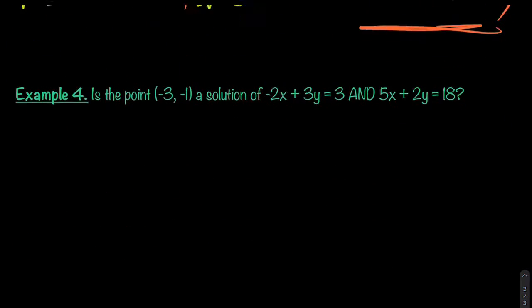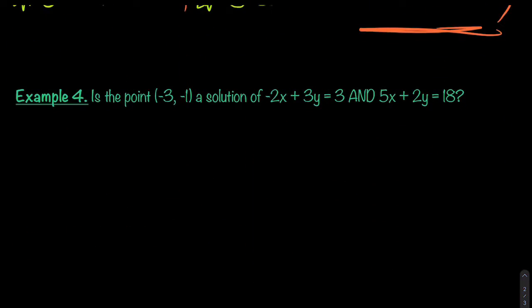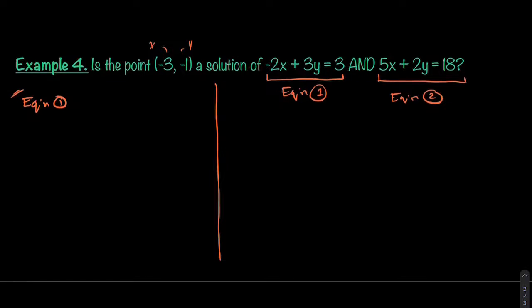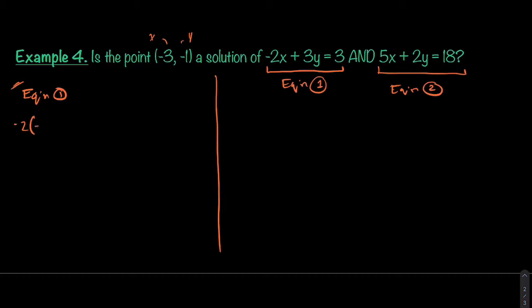Let's do one more just for the sake of checking this and to give you another example of what this looks like. Split this down the middle. So again, we have equation 1, we have equation 2. And we're checking the point (-3, -1). So this is our x, this is our y. Let's plug them in. Equation 1: negative 2 times negative 3 plus 3 times negative 1 equals 3.